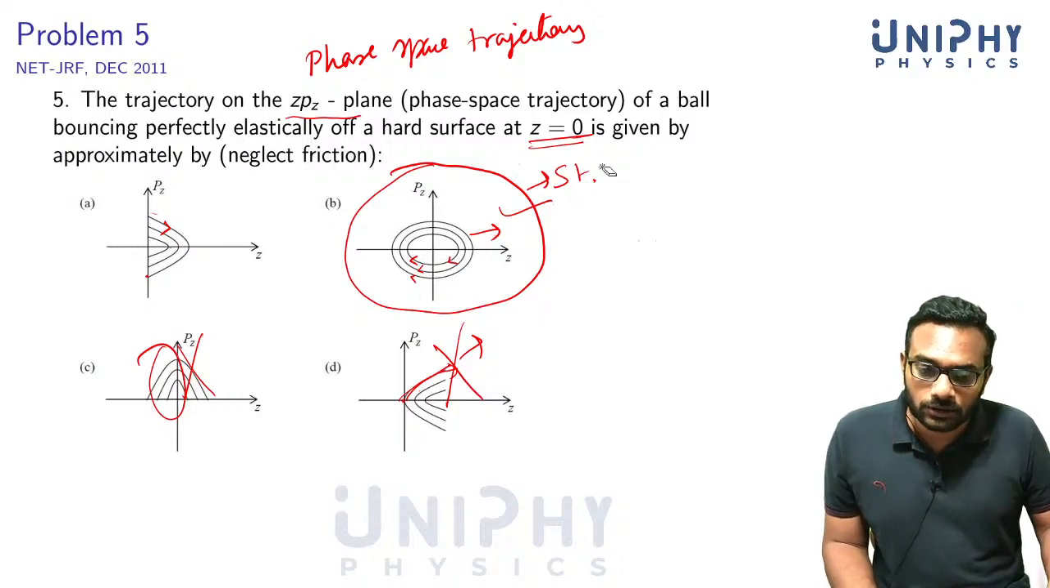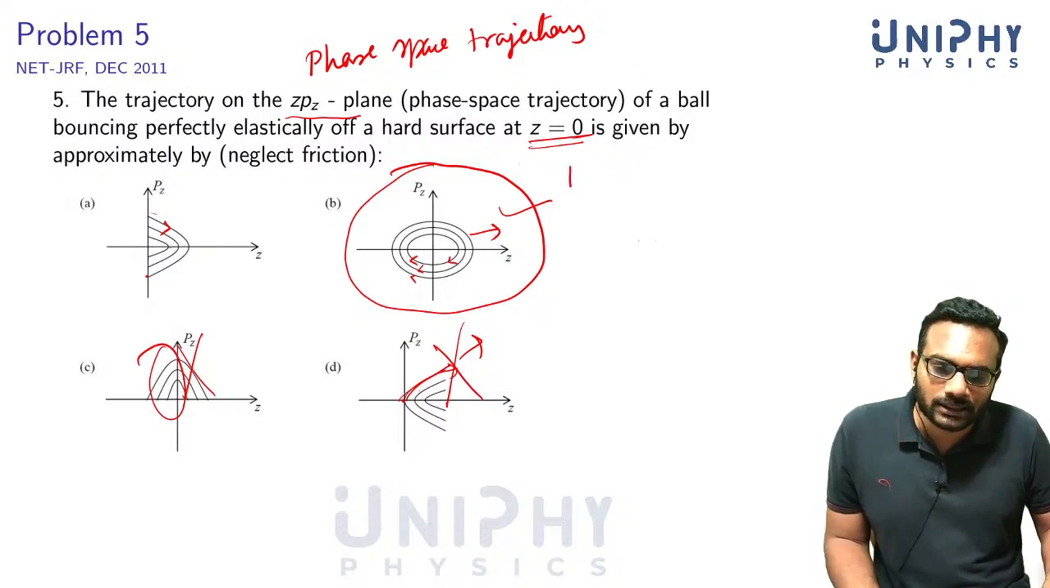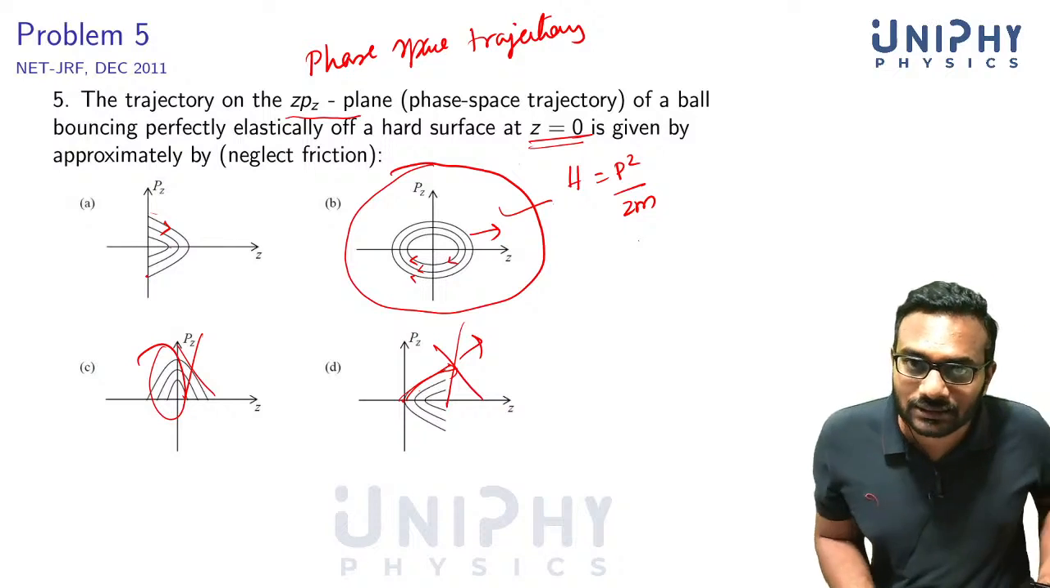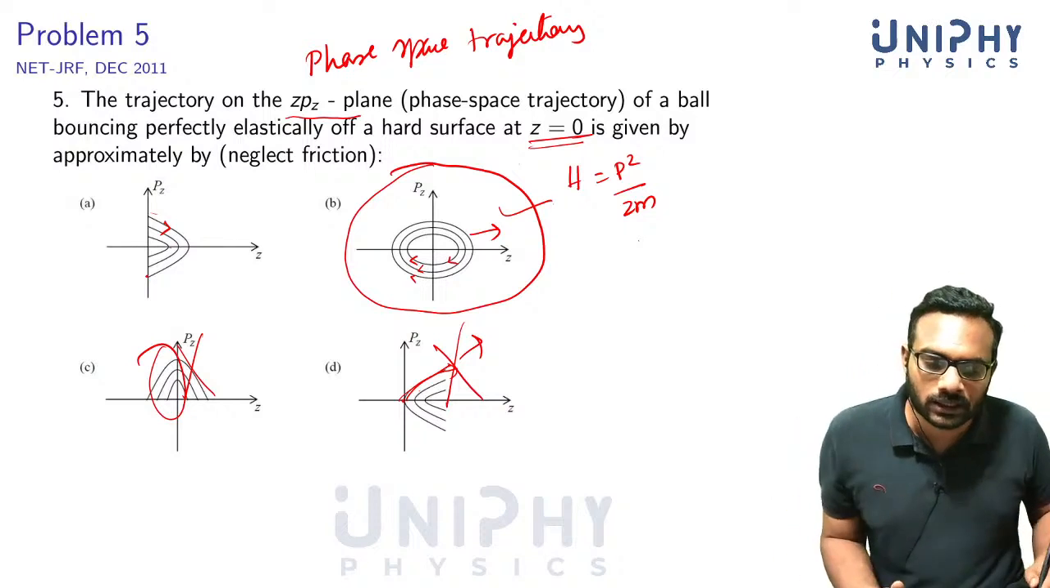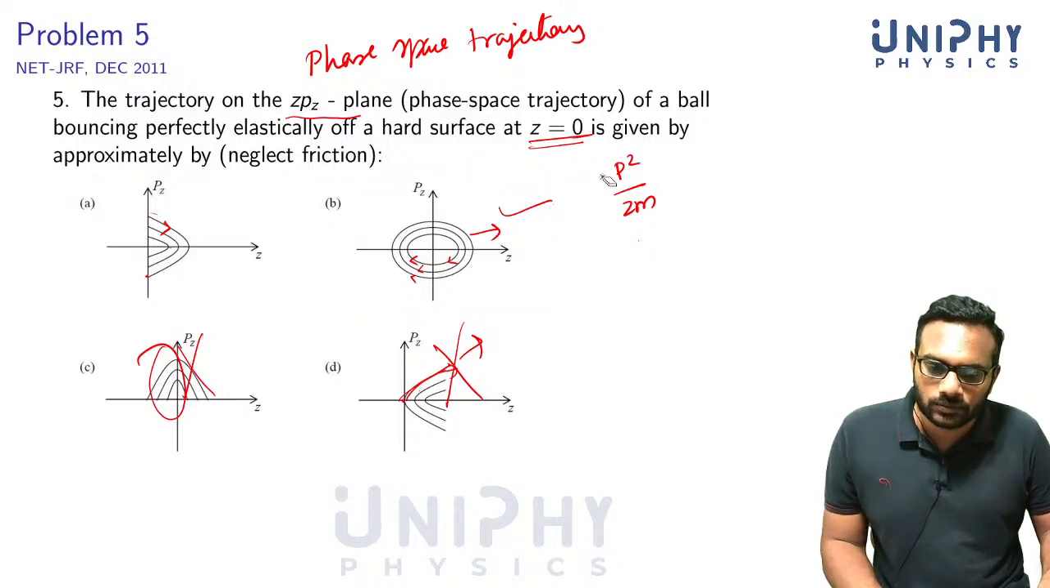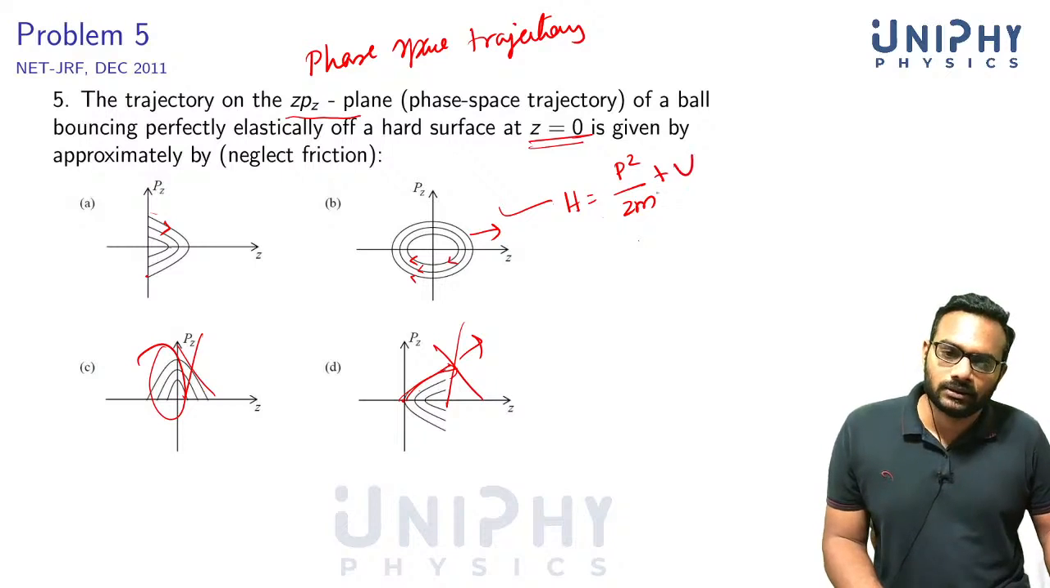Now, you can also see this by looking at the expression for the Hamiltonian. We will be mostly dealing with one-dimensional systems because only that we can draw on a plane, or a sheet of paper. So H is equal to p squared by 2m plus V.